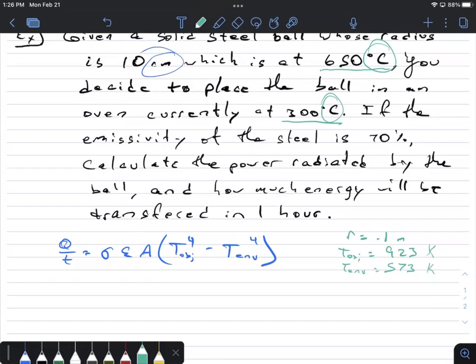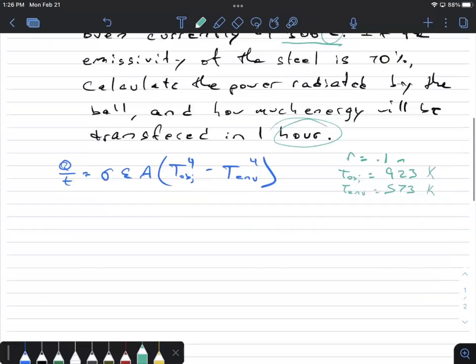Lastly, I see hours sitting there for time. And I know that the units of time should be in seconds. So I'm going to convert the time units from 1 hour. How many seconds is in 1 hour? Well, there's 60 seconds in 1 minute, 60 minutes in 1 hour. So 60 times 60 is 3,600 seconds in 1 hour.